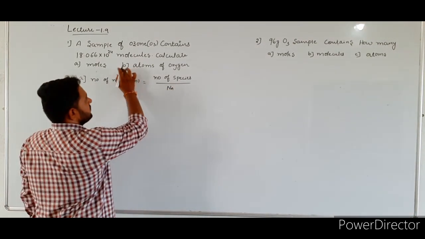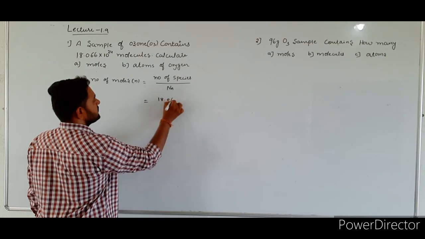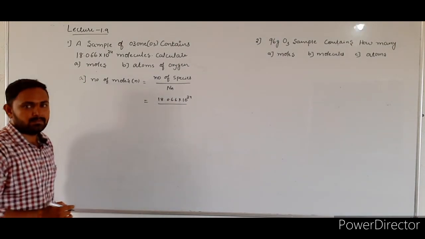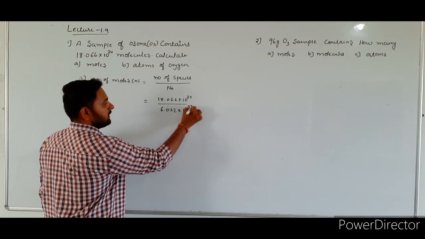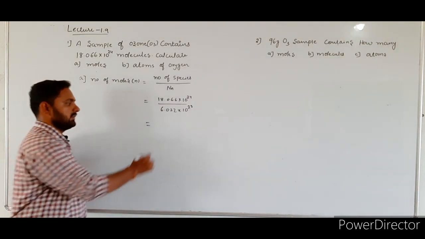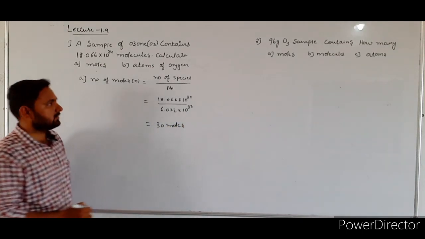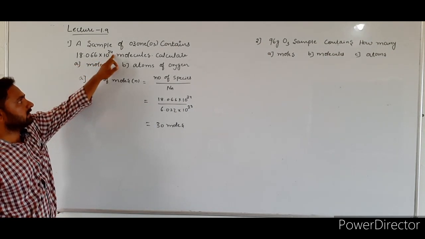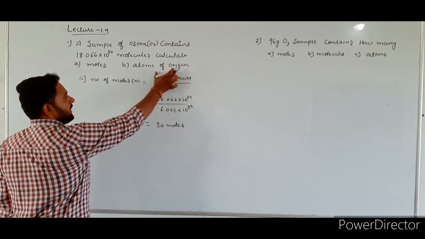Now you apply the given values. Number of species is equal to 18.066 into 10 power 24 molecules. Then what is Avogadro number? 6.022 into 10 power 23. Now you divide these two numbers. After calculation you will get 30 moles. How many moles are present in 18.066 into 10 power 24 molecules? There are 30 moles.